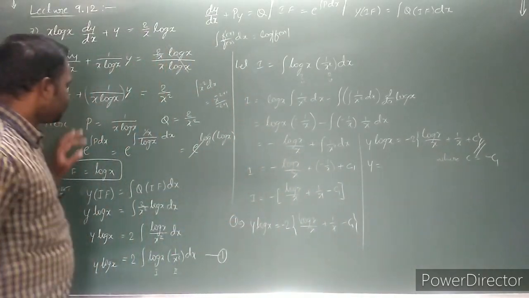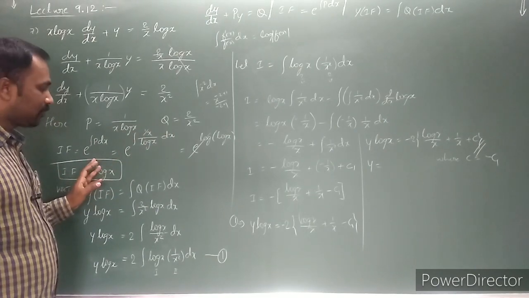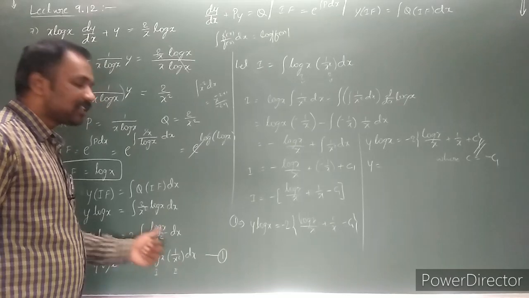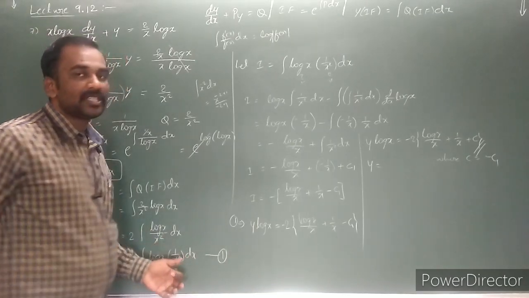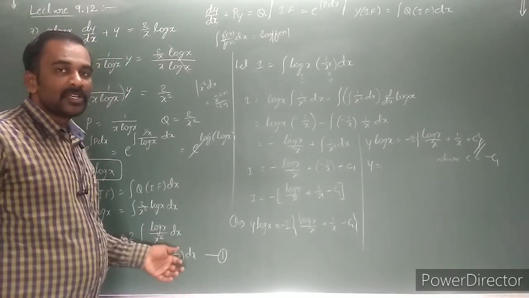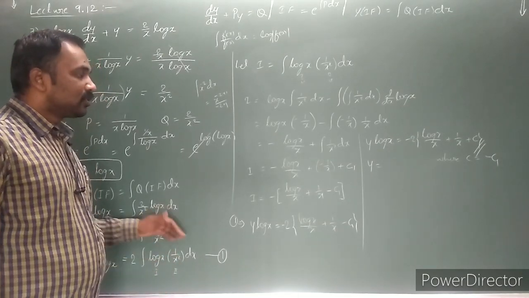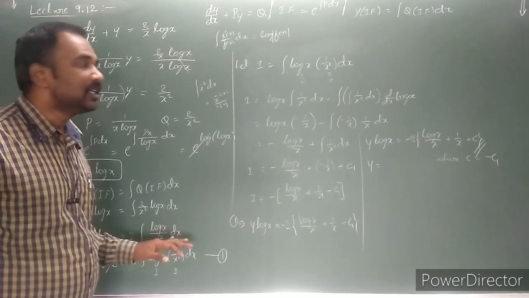Very simple. After getting p and q, and finding the integrating factor, here we need to replace. Here is the integration. How to do the integration of different functions? We get it. So always you need to use the product rule, that is integration by parts only. So depending upon the situation, we have to do the integration.